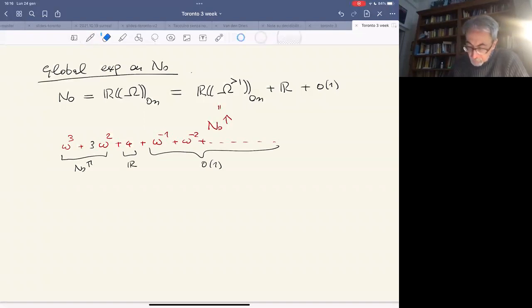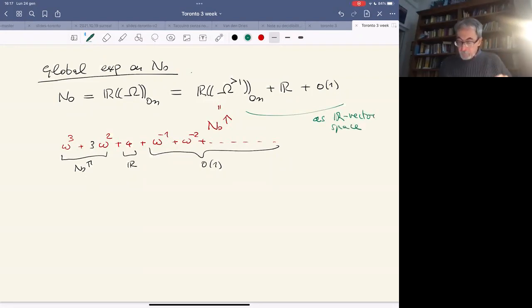Now, this is a decomposition as an R vector space. So the surreals are an ordered vector space over the reals, and you can decompose it as a direct sum of three R vector spaces in the following way: a purely infinite part, a constant part, and an infinitesimal part.